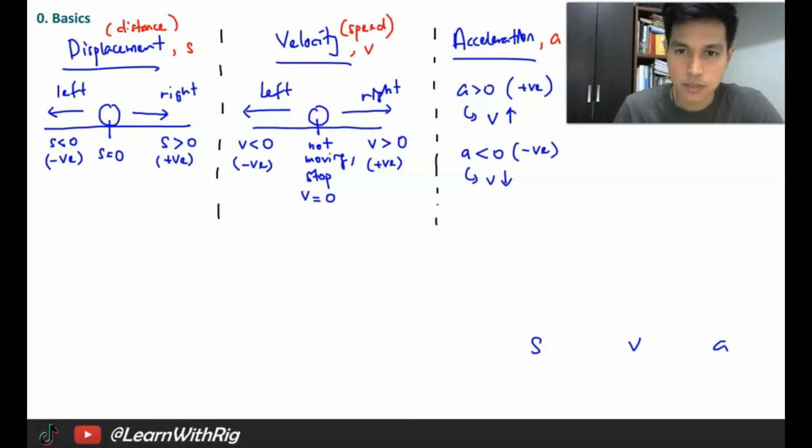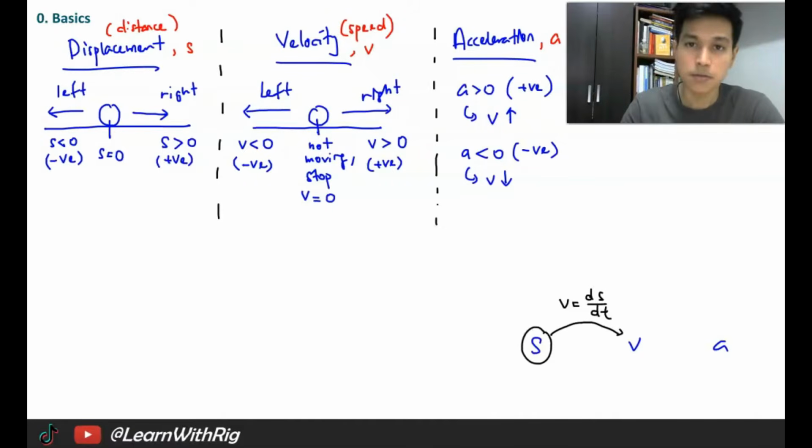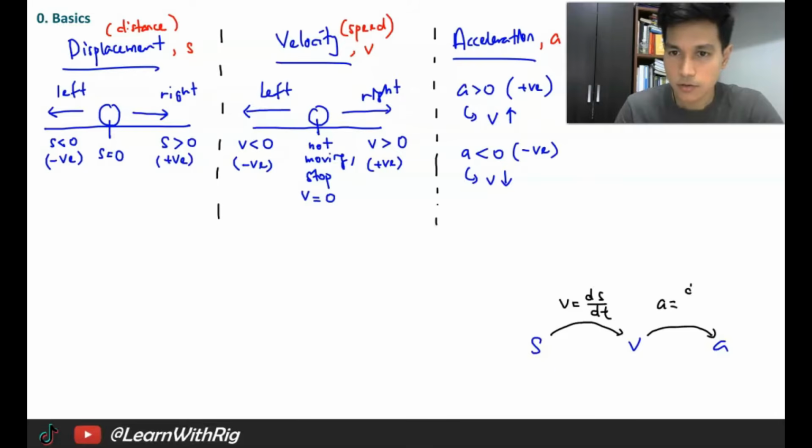If you want to change displacement to velocity, you have to differentiate ds. So v will be equal to ds/dt. That means you have to differentiate your displacement function, and you get your v, velocity. If you want to find acceleration, what you can do is differentiate your velocity.